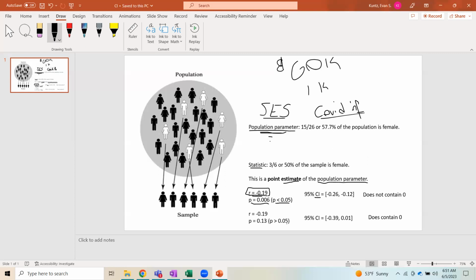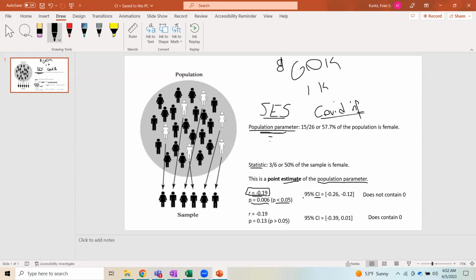And so for this example here of negative 0.19, we can see that the range is from negative 0.26 on the high end and negative 0.12 on the low end. And so this range can be said to be, I guess, sort of narrow. And so this estimate would be fairly precise, right?